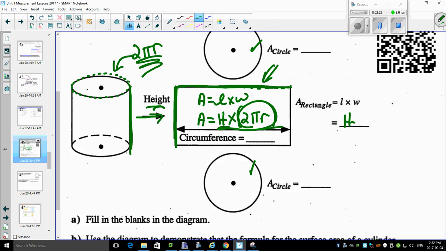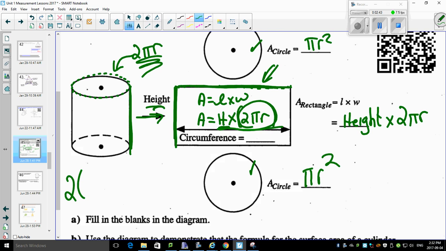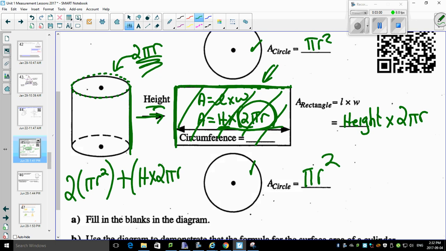So the height of the can times 2 pi r, the circumference around the can. The areas of the circles on the top and the bottom match. Those are both pi r squared. So all in all you have to do is add all of this up. You have 2 circles times pi r squared, plus this lateral face being the height times 2 pi r. Look at that. And there's your surface area of your cylinder.